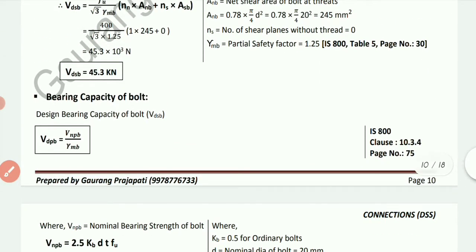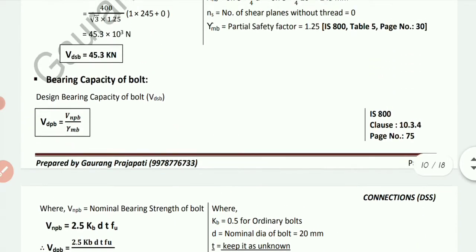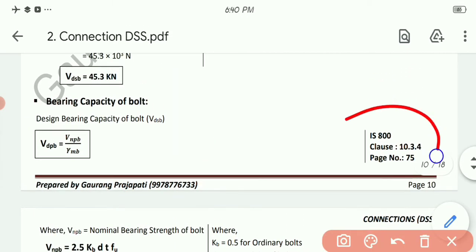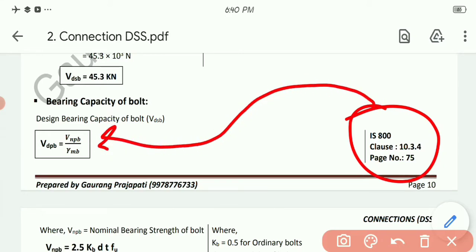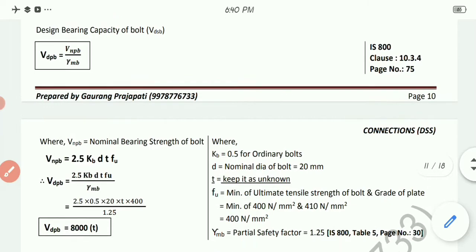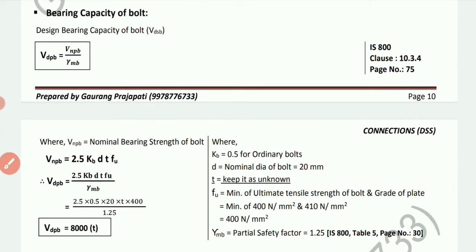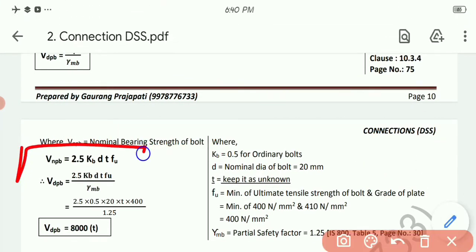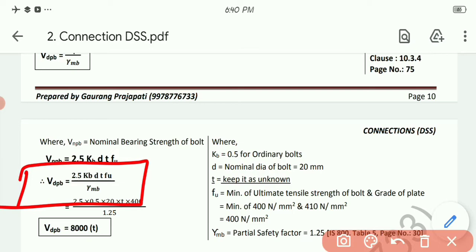Moving forward, bearing capacity. The formula of the bearing capacity is on the same page, page number 75, clause number 10.3.4. The formula stands for VDPB equals VNPB divided by gamma MB. The value of VNPB, the formula stands for 2.5 times kb d t fu. Let's put this value in this equation. So ultimately my main formula for VDPB becomes 2.5 times kb d t fu divided by gamma MB.